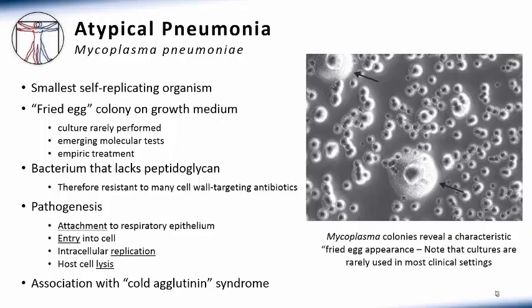Oftentimes, this infection can induce the production of antibodies that will agglutinate red blood cells in the presence of cold temperatures. This can result sometimes in a hemolytic anemic syndrome, and can also be the basis for the diagnostic test looking for red blood cell agglutination in the cold. This is not specific for Mycoplasma pneumoniae, because other syndromes can also cause cold agglutinin disease.